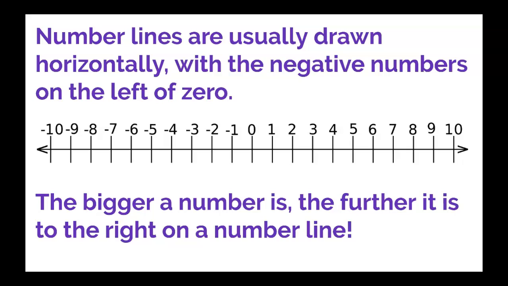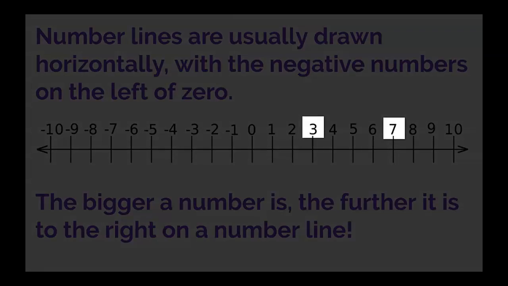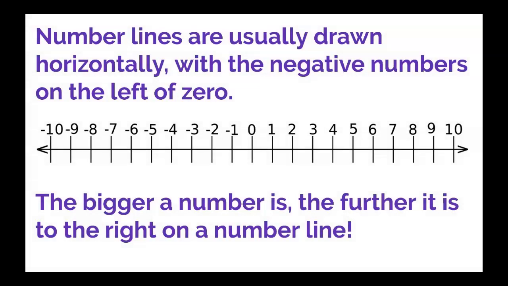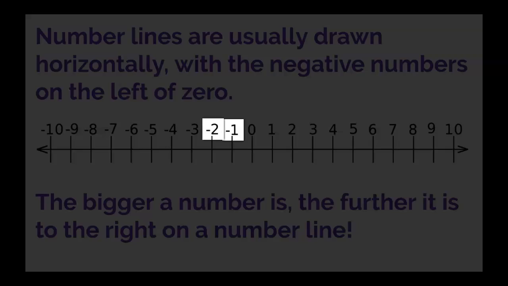Number lines are usually drawn horizontally. Obviously thermometers are usually vertical, but typical number lines are horizontal and negative numbers are shown on the left of 0. Here's an example. It's really important to know that the bigger a number is, the further it is to the right on a number line. So 7 is bigger than 3, 3 is bigger than negative 1, which is bigger than negative 2.